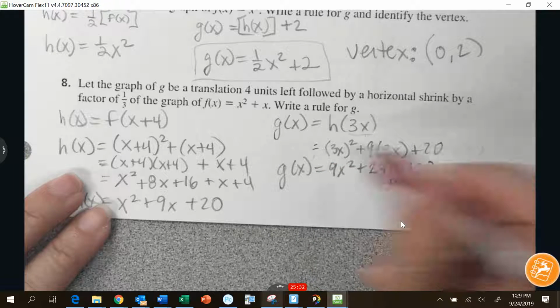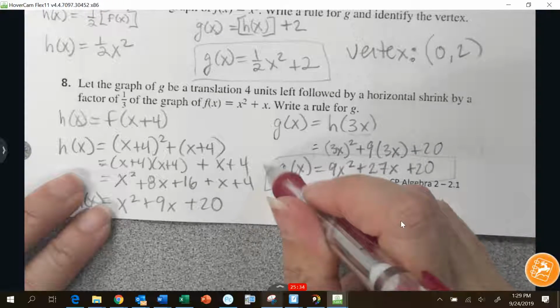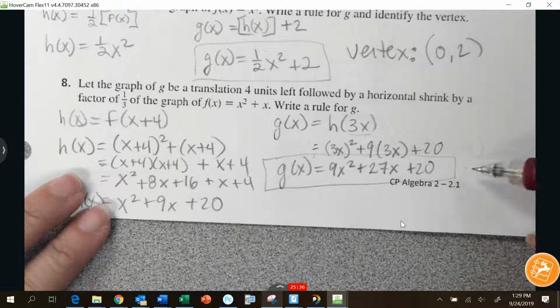And this, again, unless you remember lessons from a previous course, I have not shown you how to find the vertex for that, so all you can do is find the rule.